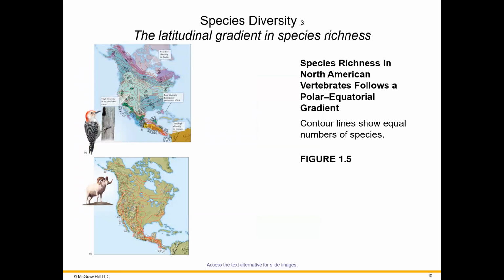The number of species in a given area is known as species richness. Species richness is also increased by the physical features of an area. This is called topographical variation. Species richness is reduced by the peninsula effect, in which diversity decreases as a function of distance from the mainland of a body. In this example that you see, species richness in North America follows a polar equatorial gradient, meaning that contour lines show equal number of species.